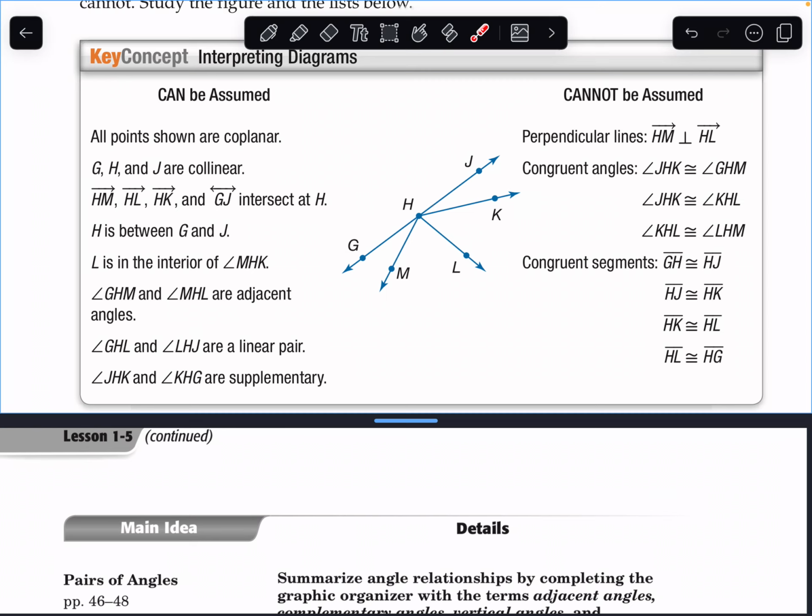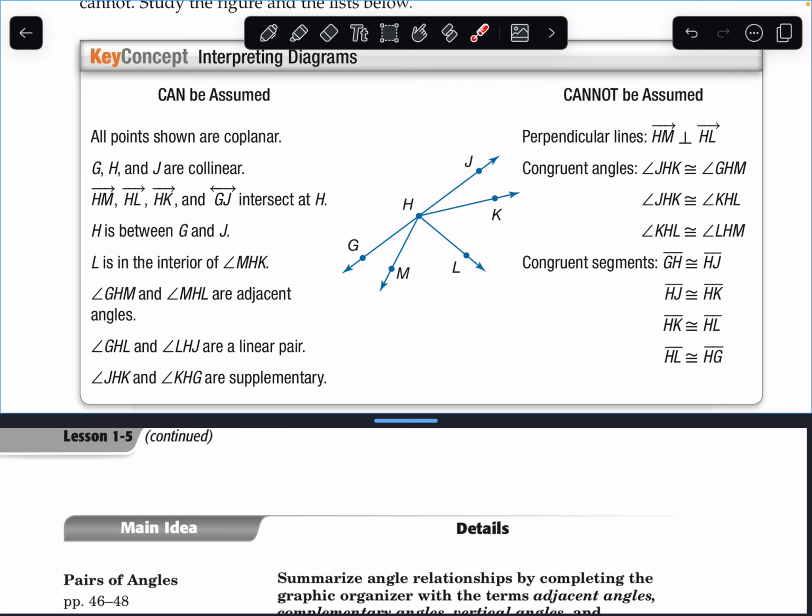L is in the interior of angle MHK. MHK is this angle. This would be the interior, and that would include L. Yes. Angle GHM and angle MHL are adjacent angles. GHM, this one here, and MHL. Notice we said HM or MH both times.